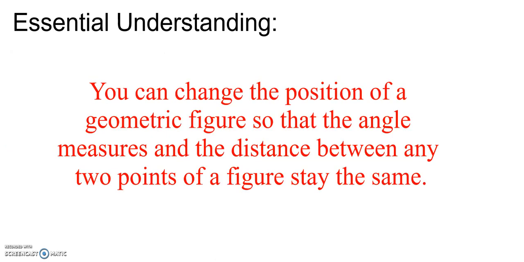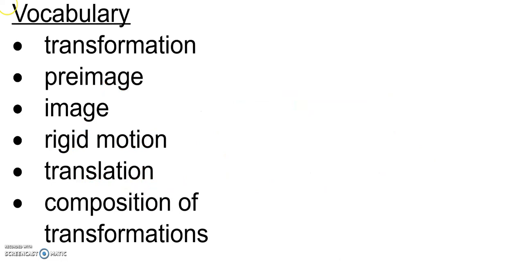So you can change the position of a geometric figure so that the angle measures and the distance between any 2 points of the figure stay the same. This is what rigid motion is.